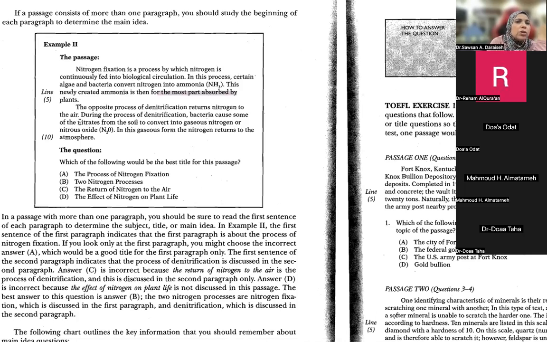So this is to return. So nitrogen goes from the air to somewhere else, and then from certain places, certain bacteria, back to the air. During the process of denitrification, which returns nitrogen, bacteria cause some of the nitrates from the soil to convert into gaseous nitrogen or nitrous oxide, N2O.